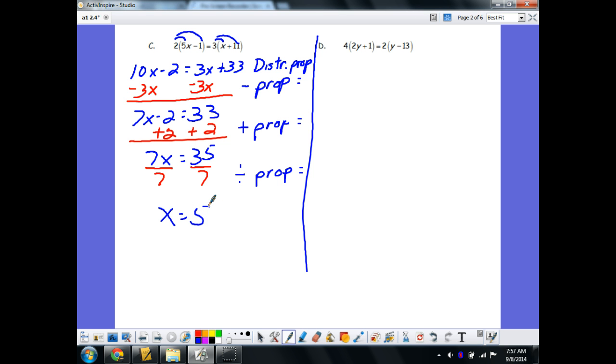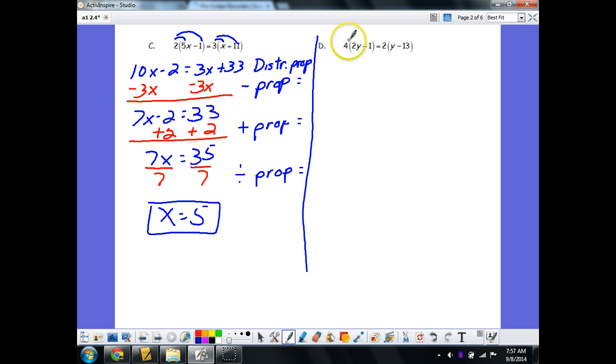And again, a quick check. 25 minus 1 is 24. Times 2 is 48. 5 plus 11 is 16. Times 3 is also 48. So we know then that that is the solution.